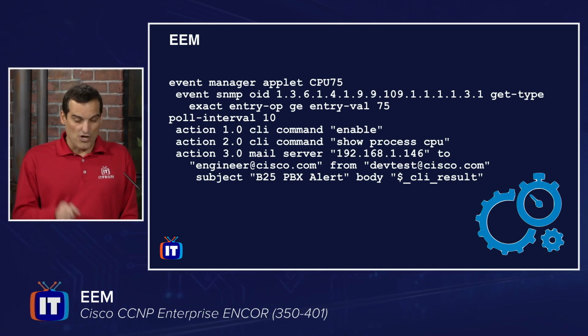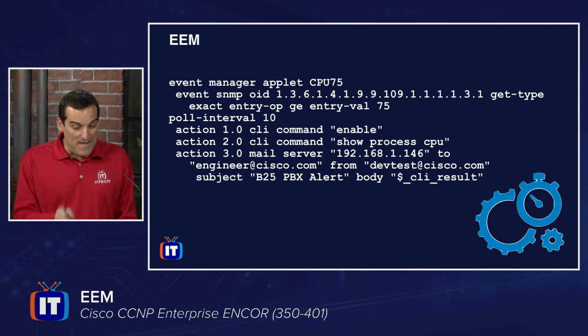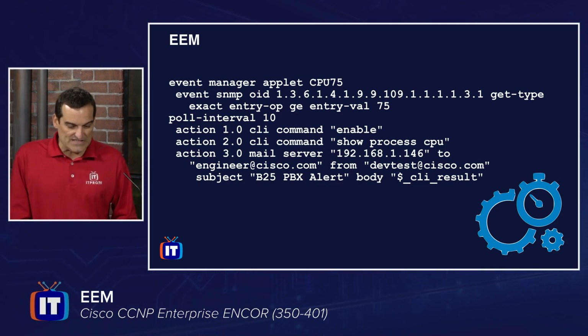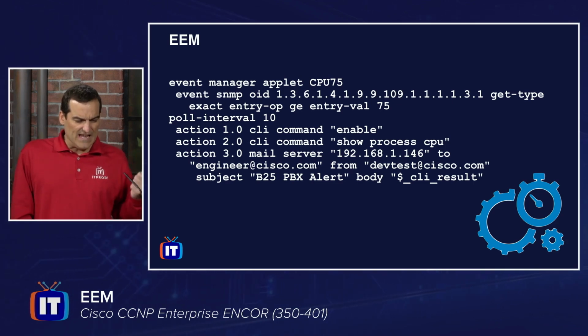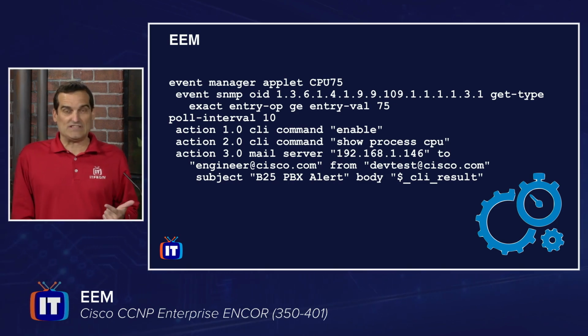What happens? We go into privilege mode. We do a show process CPU. We then mail that to 192.168.1.146. That's the address of the mail server. It's going to be engineer@cisco.com and devtest@cisco.com.